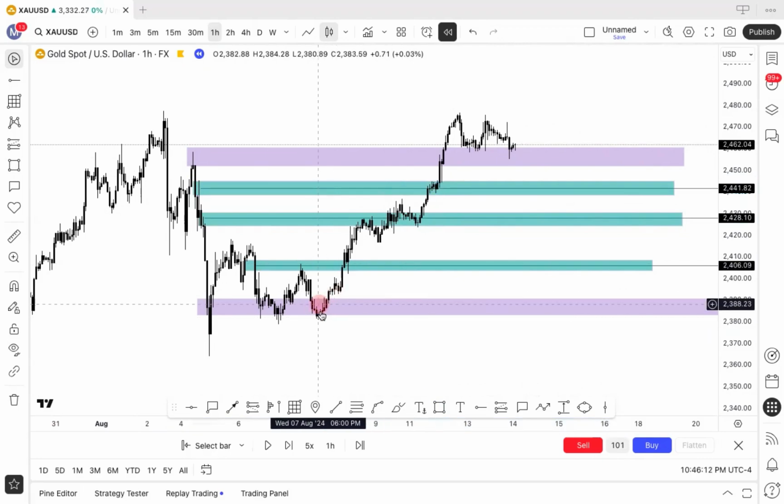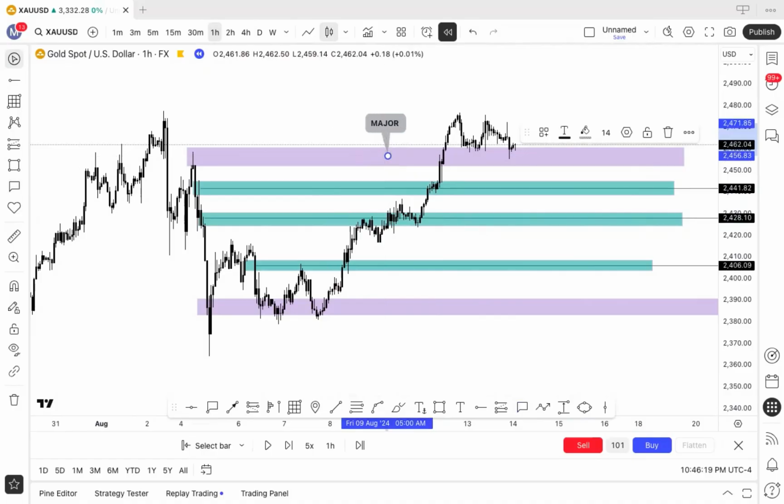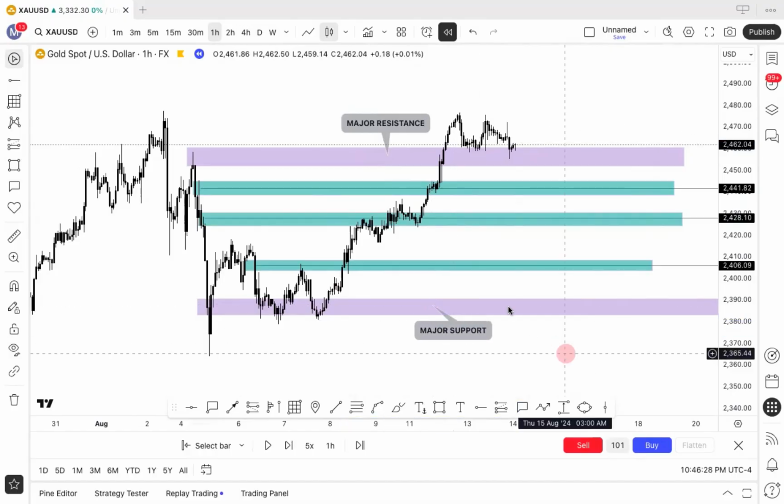So if you don't want to wait to buy and sell at these major zones that we just established, again, this is going to be our major resistance. This is going to be our major support, right?